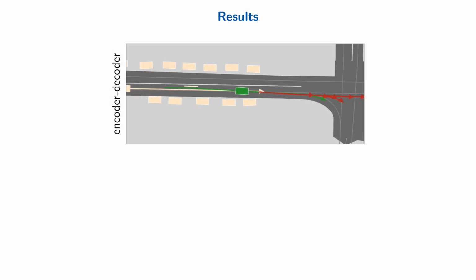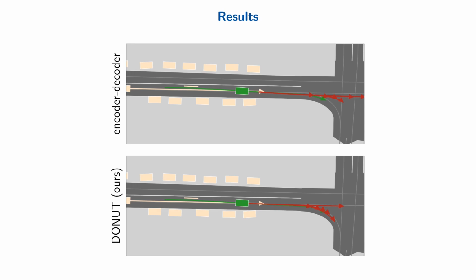Qualitatively, we can also see improvement. In this scene, the encoder-decoder baseline predicts a trajectory which aims into the oncoming traffic. Donut nicely follows the road. This behavior can be explained by Donut's ability to take far future scene context much better into account.